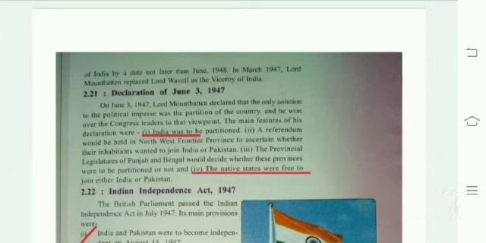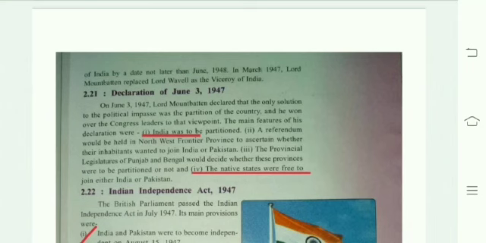After this we have the Declaration of June 3, 1947. Lord Mountbatten, who was the viceroy of that time, declared that India was to be partitioned. India's partition would have to happen. And a referendum would be held in the Northwest Frontier Province to ascertain whether the inhabitants wanted to join India or Pakistan. And the provincial legislators of Punjab and Bengal would decide whether the provinces were to be partitioned or not. And lastly, the native states were free to join either India or Pakistan.